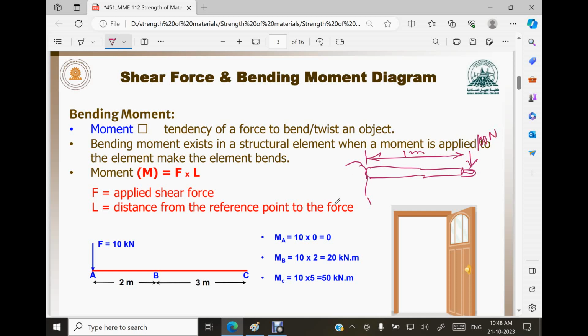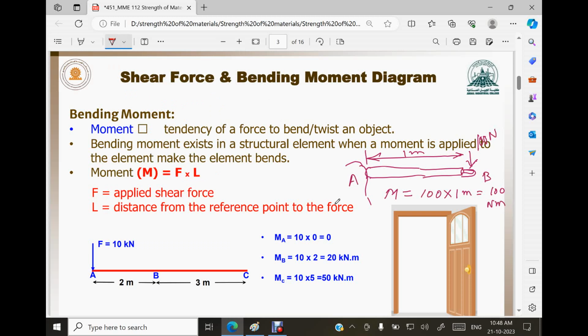If I call this point as A and this one as B, what is the bending moment? Bending moment M is equal to force multiplied by perpendicular distance. What is the perpendicular distance? It is 1 meter. So this becomes how much? 100 Newton meter.